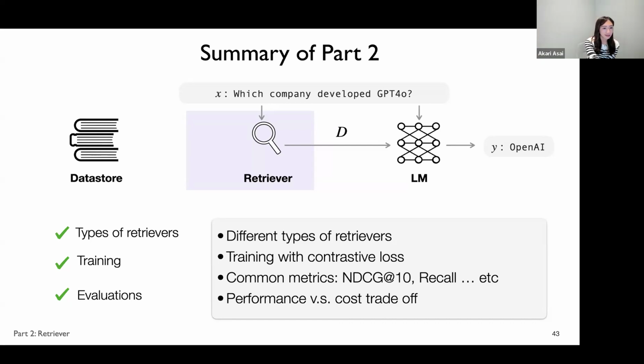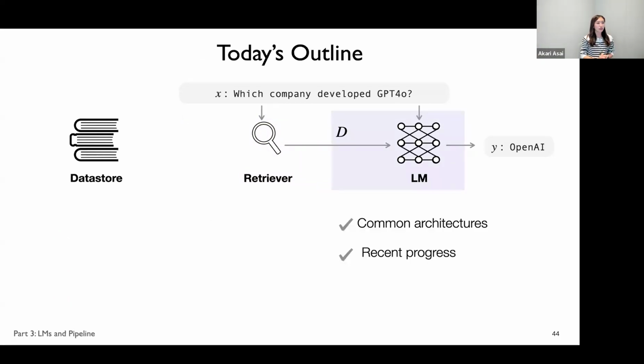Okay. Now, let me go to the final section. And here I would like to talk about how we integrate retrieval models and language models to build the final end-to-end retrieval augmented generation system.